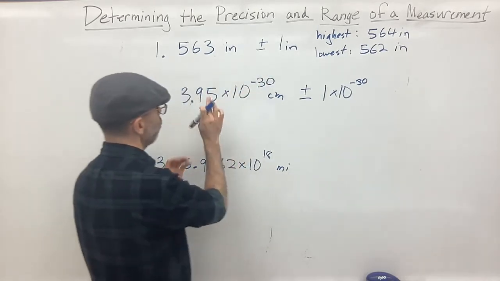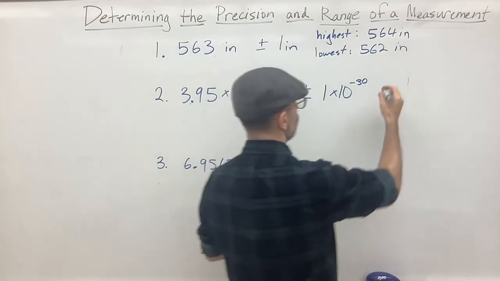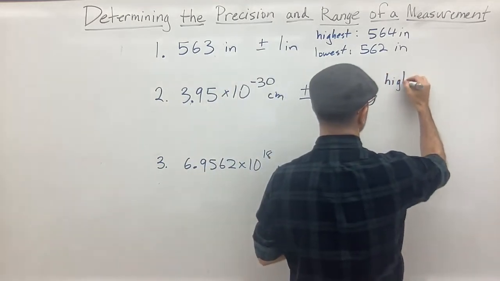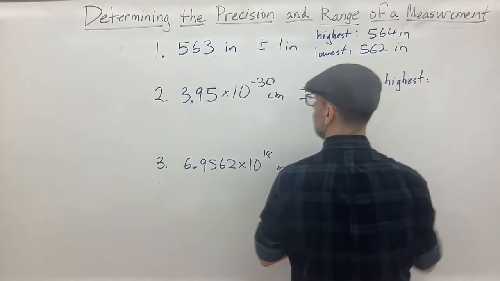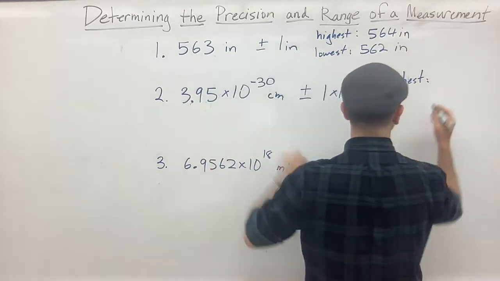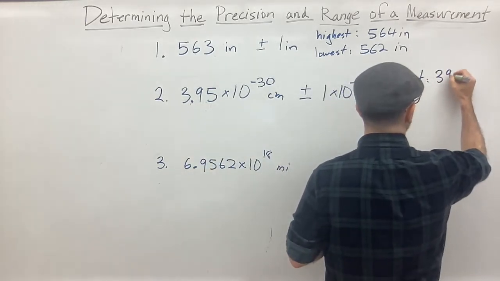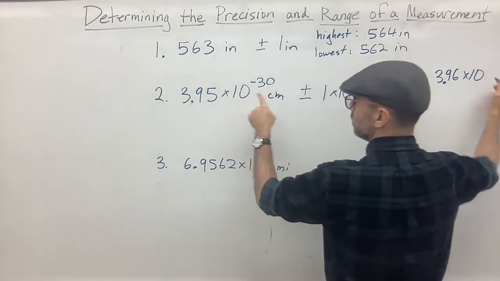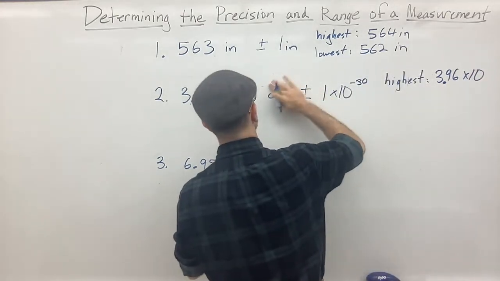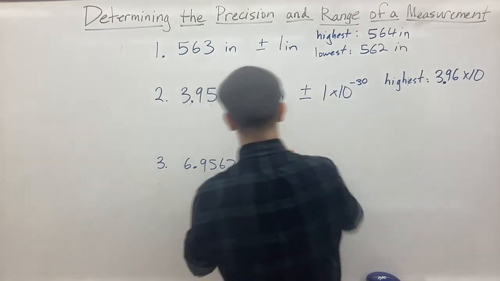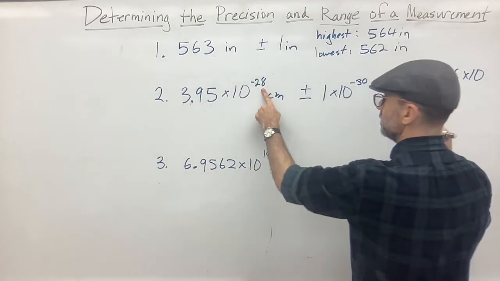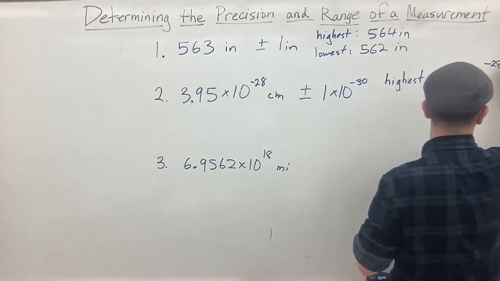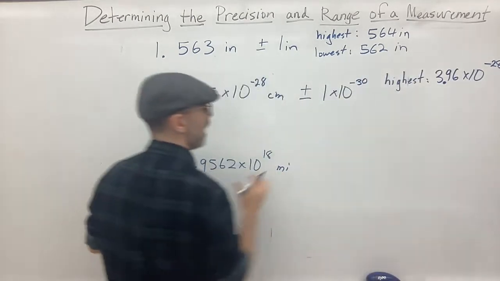And so I add 1 to this digit. So the highest value would be 3.96 times 10, and I've got to change this back too. So that's going to be negative 28, and I keep that the same. So that would be the highest value.